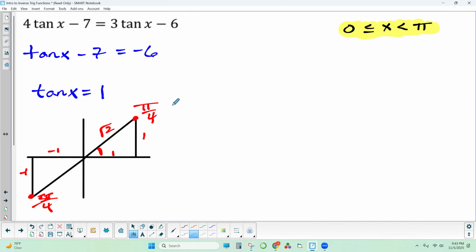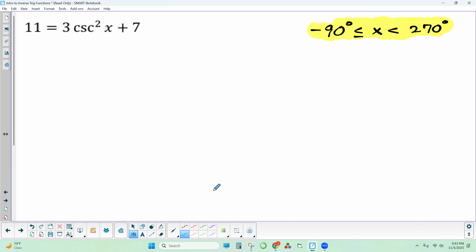Okay? Now we've got to look at these. I'm looking on the interval of 0 to pi. Well, pi over 4 is definitely between 0 and pi, but what about 5 pi over 4? That is a little bit more than pi, so we are not going to include that in our solution set. We only have one angle here, and that is pi over 4. Okay?